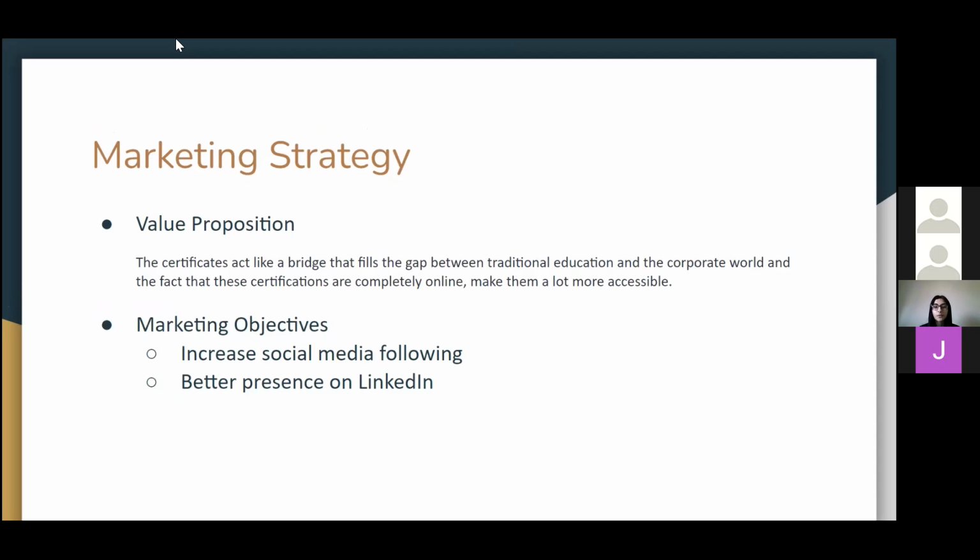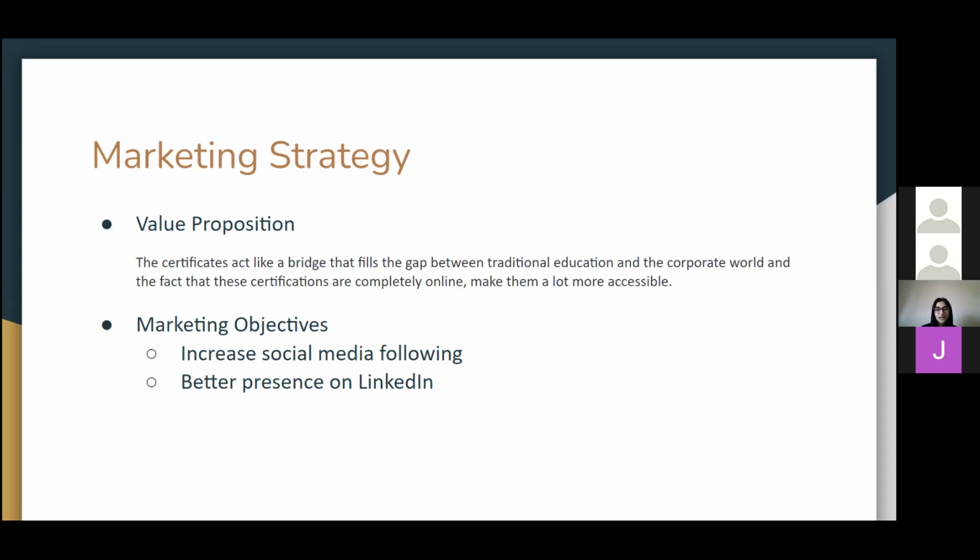I'm going to start by talking about our value proposition. We think that a certificate acts like a bridge that fills the gap between traditional education and the corporate world. And the fact that these certificates are completely online makes them a lot more accessible. We think that these certificates are essentially like stepping stones for people that are just graduating and trying to get into the corporate world and trying to find jobs which align with these certificates.